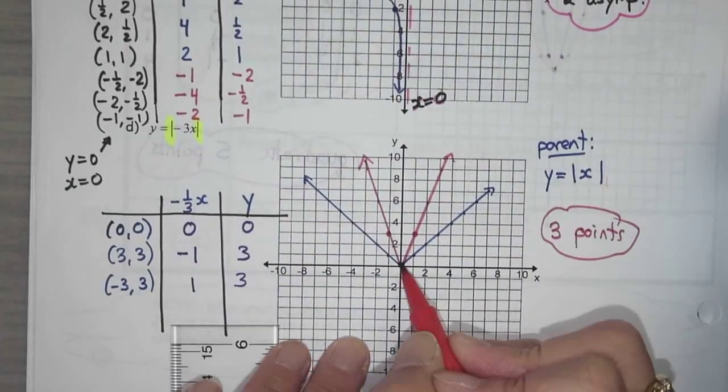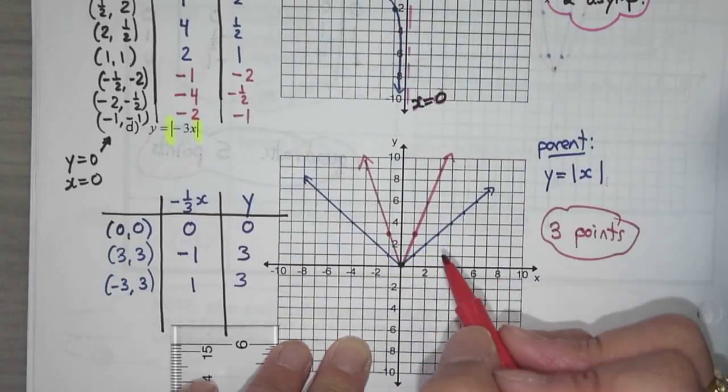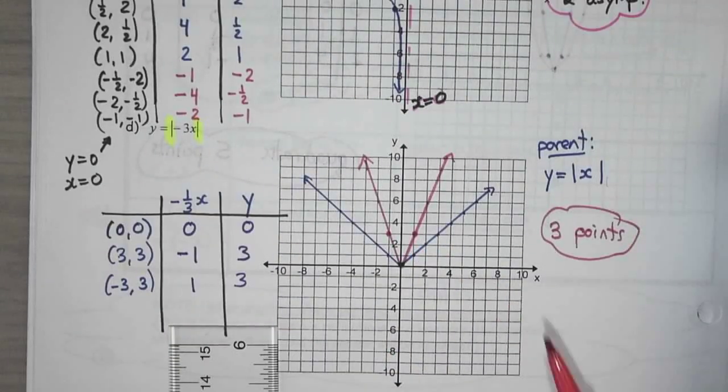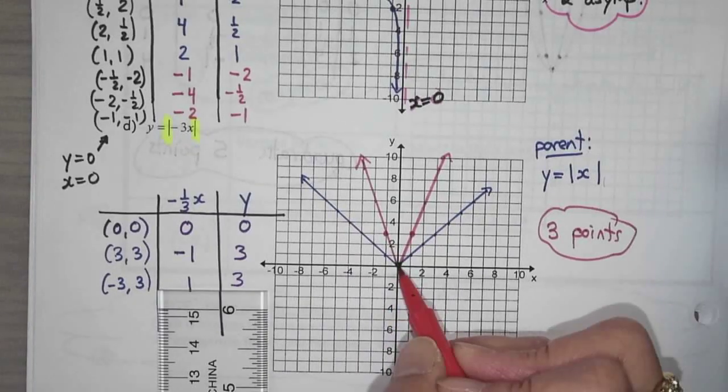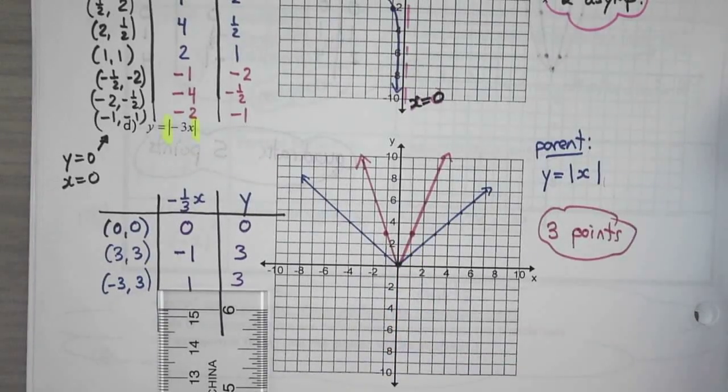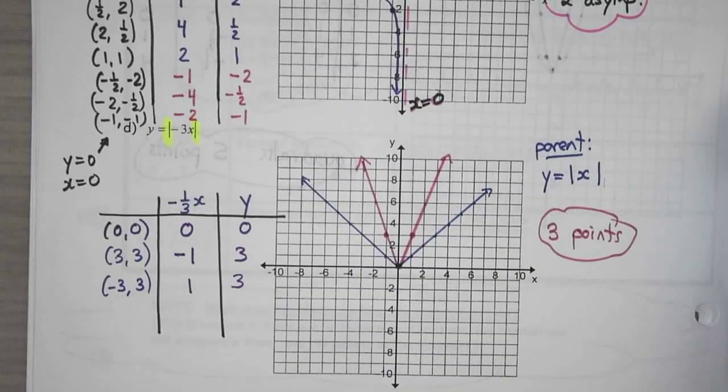Okay, so 3, I would want this one, and this one. And like I said, if you can do a little bit more, you can, because you know the step pattern, right? The rise and the run. But 3 points. I would want the vertex and then those 2 points. Okay? Any questions with that?